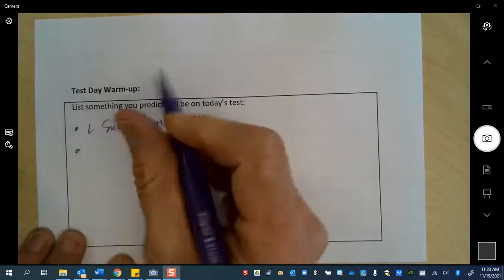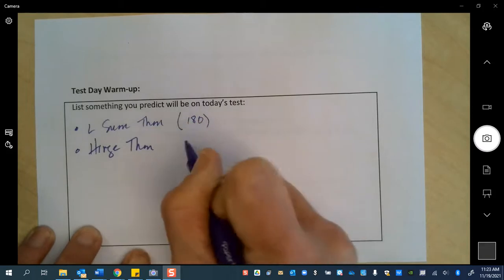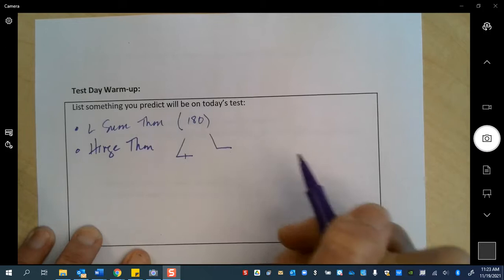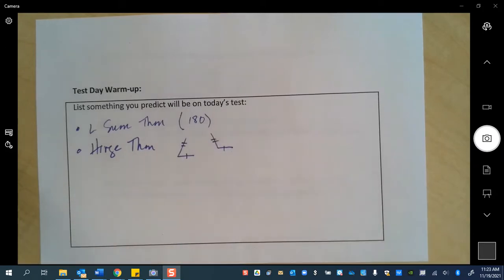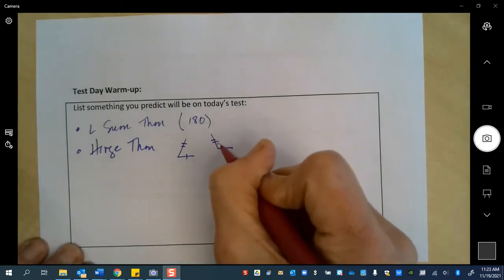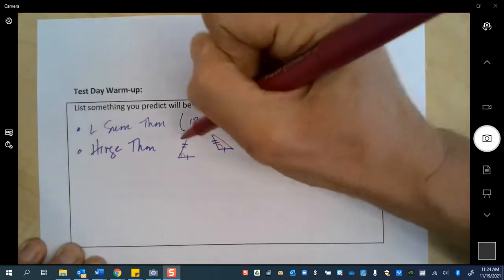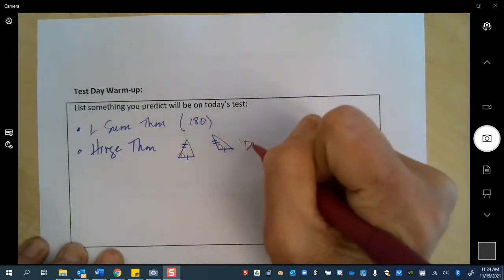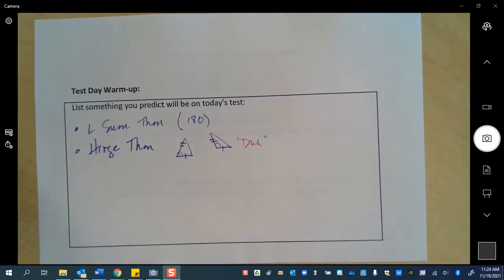Okay, there's the hinge theorem. Hinge theorem is the one that says that if you have two triangles that have the same side lengths, this guy and this guy, this guy and this guy, and one angle is bigger than the other angle, then its triangle side is going to be bigger than the other triangle side. That's the one that my sweet Caroline affectionately called the duh theorem. Any others? Come on, call them out.